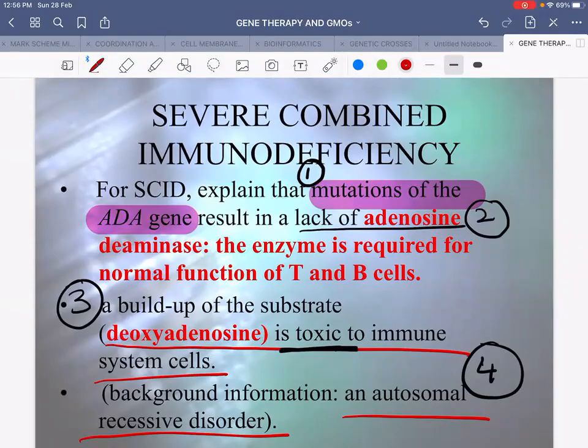So what will happen? A buildup of the substrate, deoxyadenosine, will start taking place, right? And this substrate is toxic to immune cells. So this is an enzyme, the name of the enzyme is adenosine deaminase. Since it's an enzyme, it must be catalyzing some reaction which is necessary for the normal function of the T and B cells. If you don't have this enzyme, why? Because of mutation of the ADA gene, there is a buildup of a toxic substance known as deoxyadenosine. That substance actually destroys your body cells, your immune cells. And it is an autosomal recessive disorder, right?